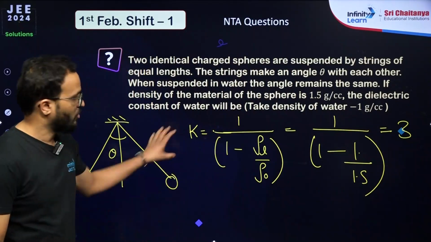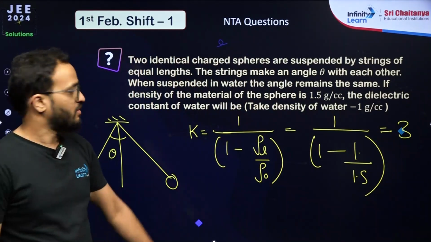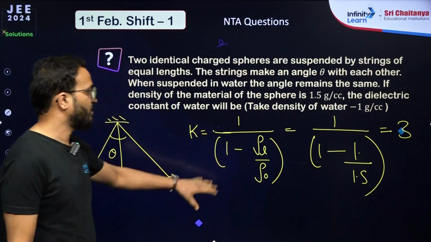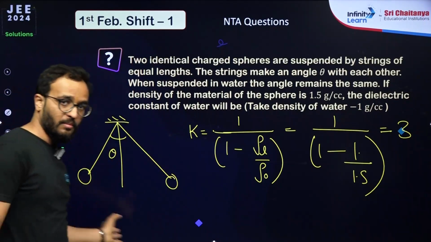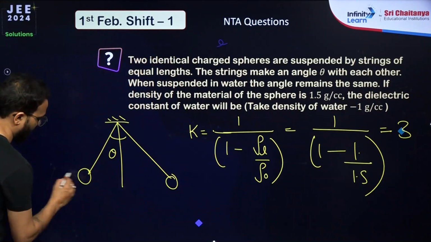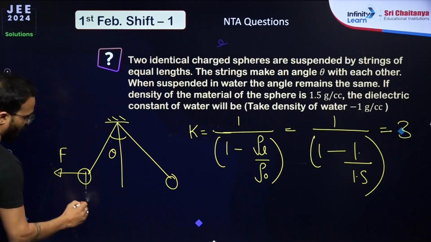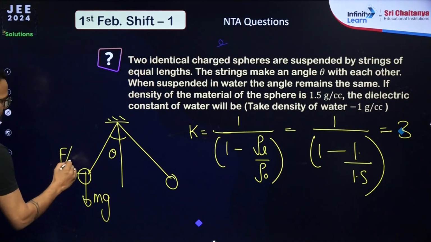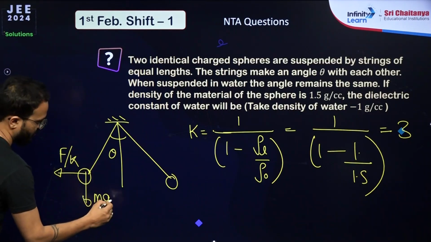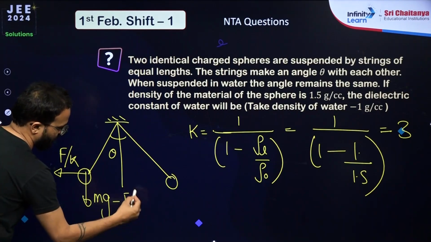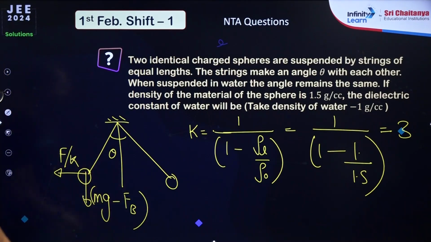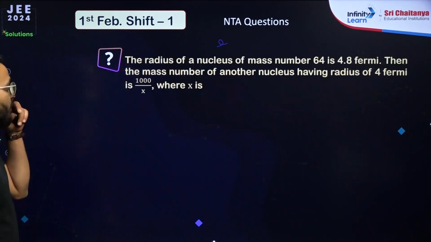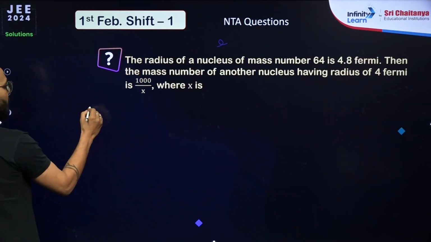So if you remember this formula, which I really tell my students all the time, it saves you a whole lot of trouble of solving this. Initially this is the electrostatic force, this is mg, then afterwards it becomes F by k, and this becomes mg minus F_B, right? It saves a whole lot of trouble. Remember this formula.